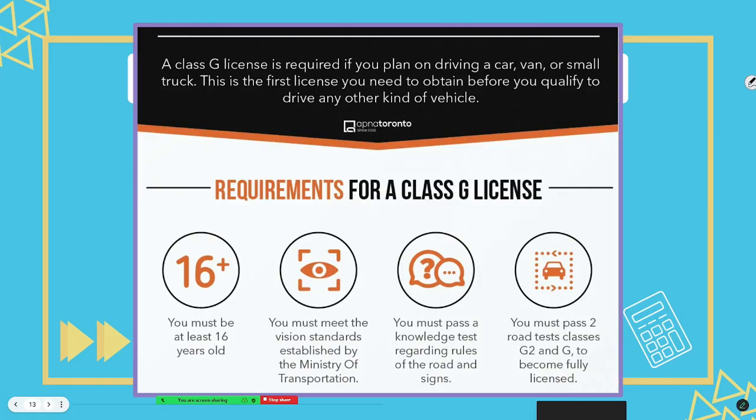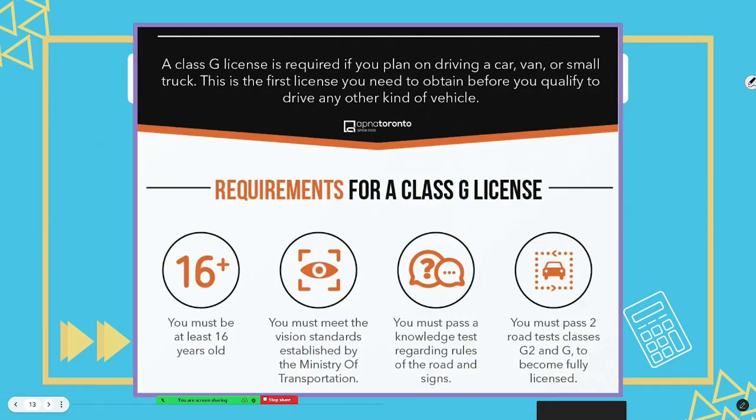My next slide has a visual on what the requirements are for having a Class G license. A Class G license is required if you plan on driving a car, van, or small truck. This is the first license that you need to obtain before you qualify to drive any other kind of vehicle. In order to get it, you must be at least 16 years old. You must meet the vision standards, which are established by the Ministry of Transportation.